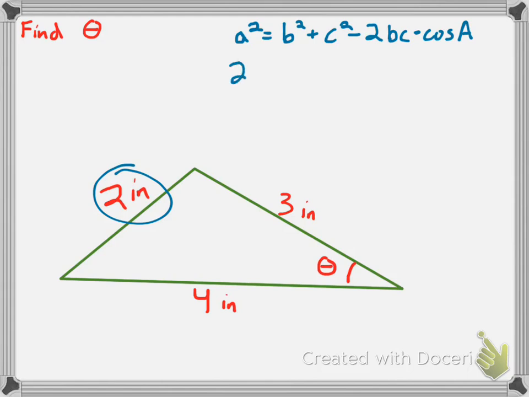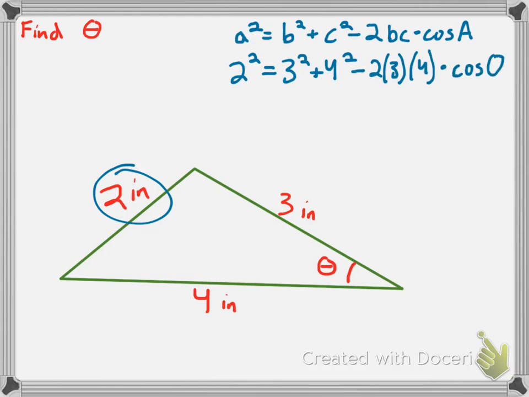So we have 2 squared is equal to 3 squared plus 4 squared minus 2 times 3 times 4 times cosine of A. Or in this case, I'm going to go ahead and fill out and say it's theta, because that's the angle opposite side A. Now, let me just compute some of these. So 2 squared is 4. 3 squared is 9, and 4 squared is 16, so I'm going to say 9 plus 16, that's 25, minus 2 times 3 times 4, that's 6 times 4 is 24, times cosine of theta.